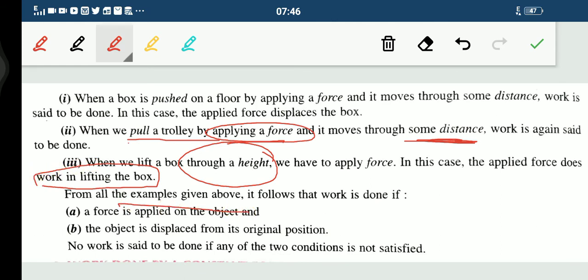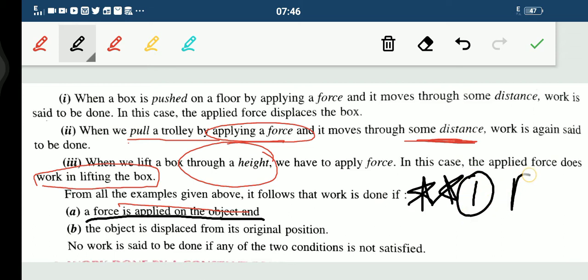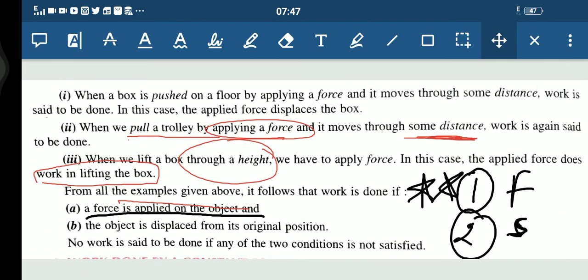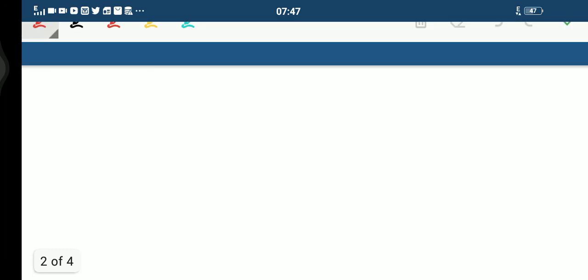From all the examples given above, it follows that work is done only in two conditions. Remember this thing, this becomes a very, very important point. A force is applied on the object, and plus, the object should be displaced from its original position. Under these two conditions only we can say that work is done. Otherwise the work is not said to be done. I hope this is clear to each one of you, right children?